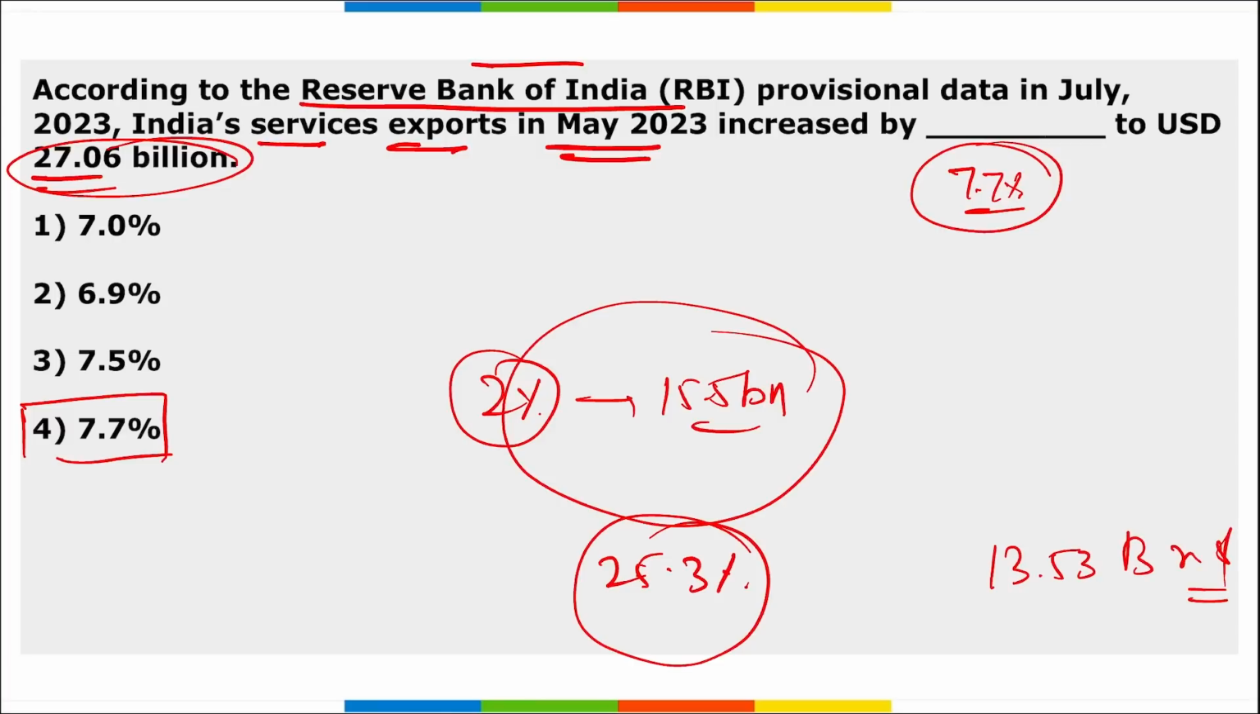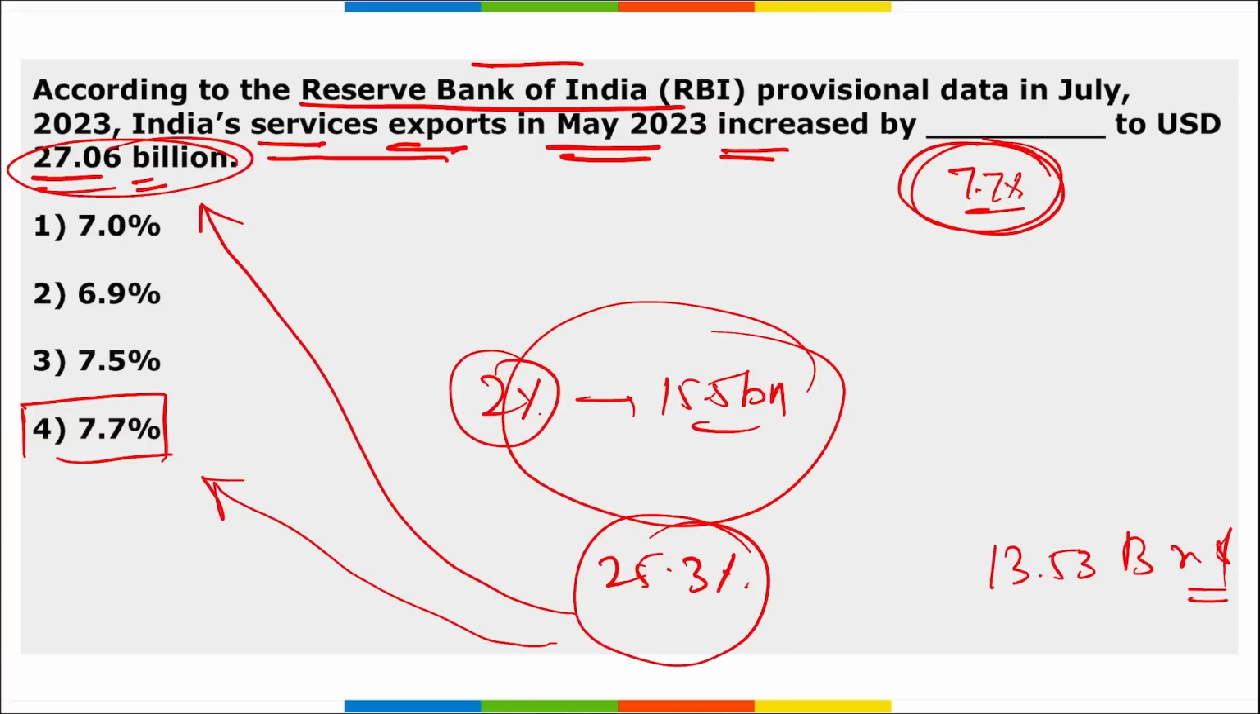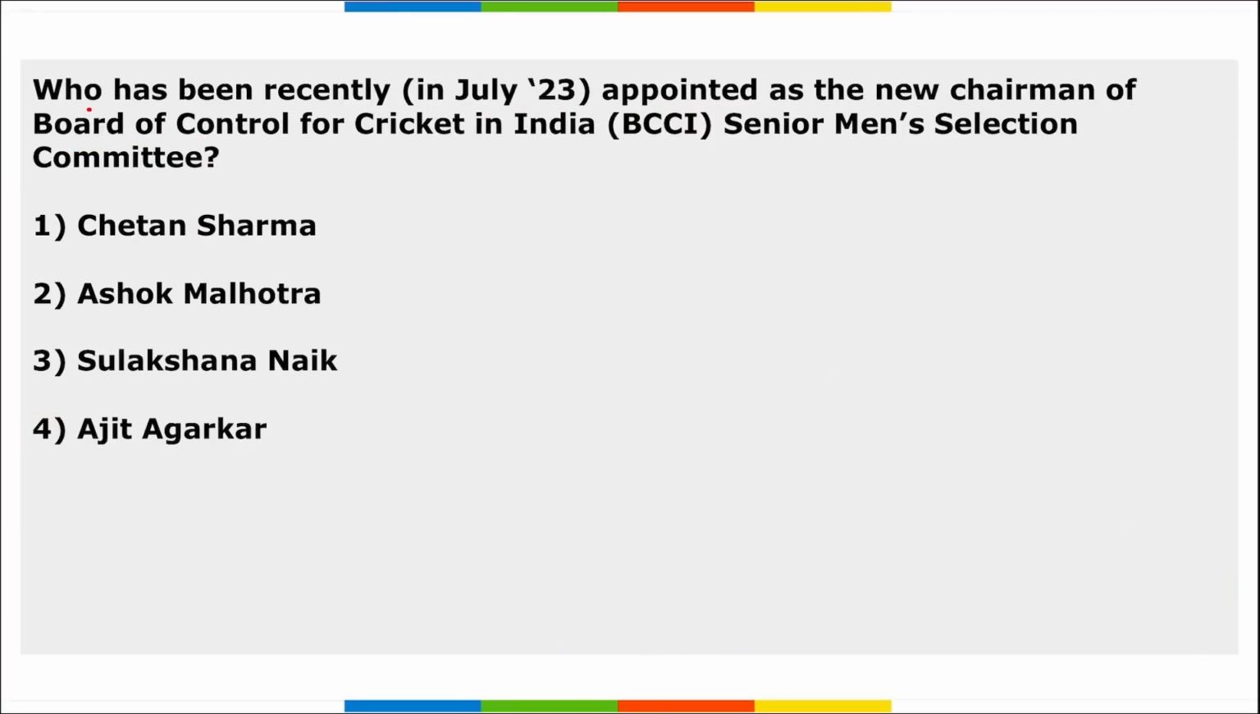Correct. So RBI provisional data here, India's service export increased by 7.7% to $27.606 billion. And what was the expected earlier? It was 25.3, but we saw an increase of 7.7% to $27.606 billion. Next, who has been recently appointed as the new chairman of BCCI Senior Men Selection Committee?